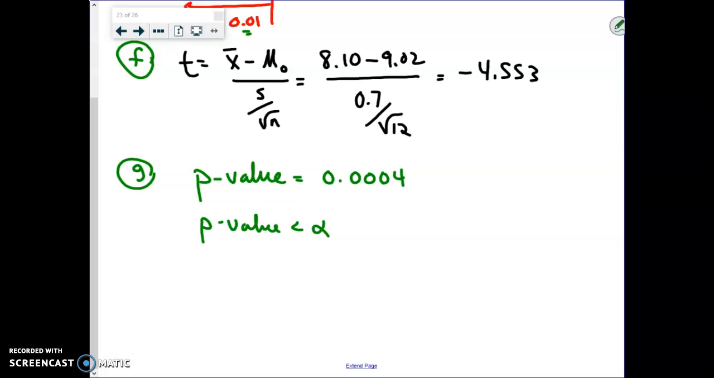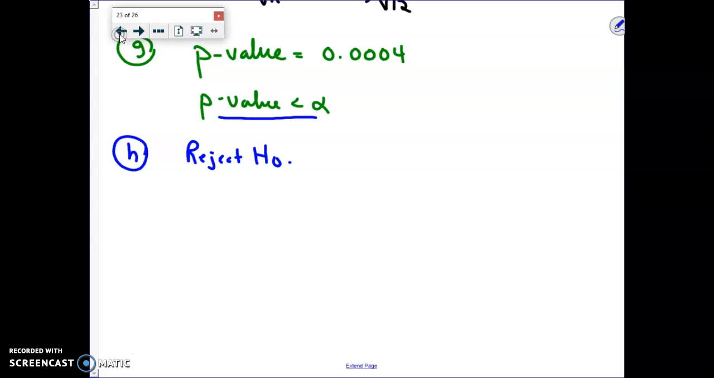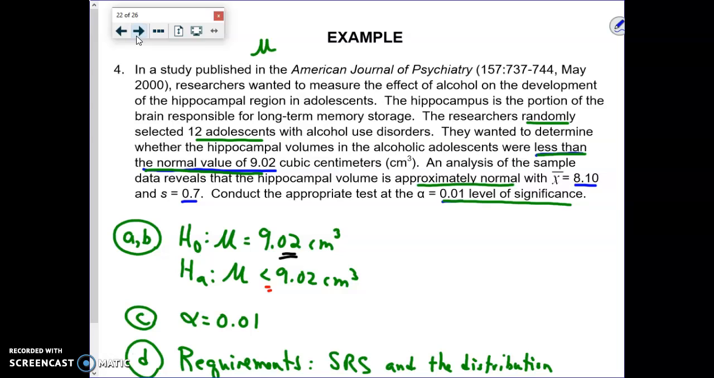And then, so finally, step H, we write the conclusion. So I'm using different colors, but it's just maybe to separate things. So, because the p-value is less than alpha, we reject the null. In other words, what we're saying, ladies and gentlemen, is that our evidence is strong enough from our sample to say that we're going to reject the null. And we're going to say there's enough evidence to possibly say that the alternative is true.